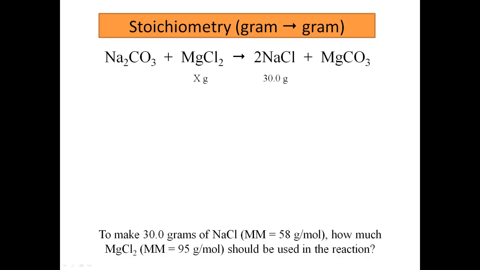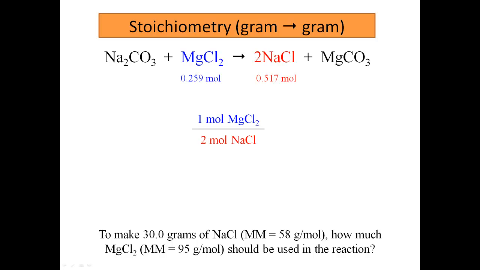So our first step is to get our grams of sodium chloride into moles by dividing by the molar mass, giving us 0.517 moles of sodium chloride. And then I'm going to use the stoichiometric ratio. There's 1 mole of magnesium chloride for every 2 moles of sodium chloride. So half of 0.517 is 0.259 moles of magnesium chloride.